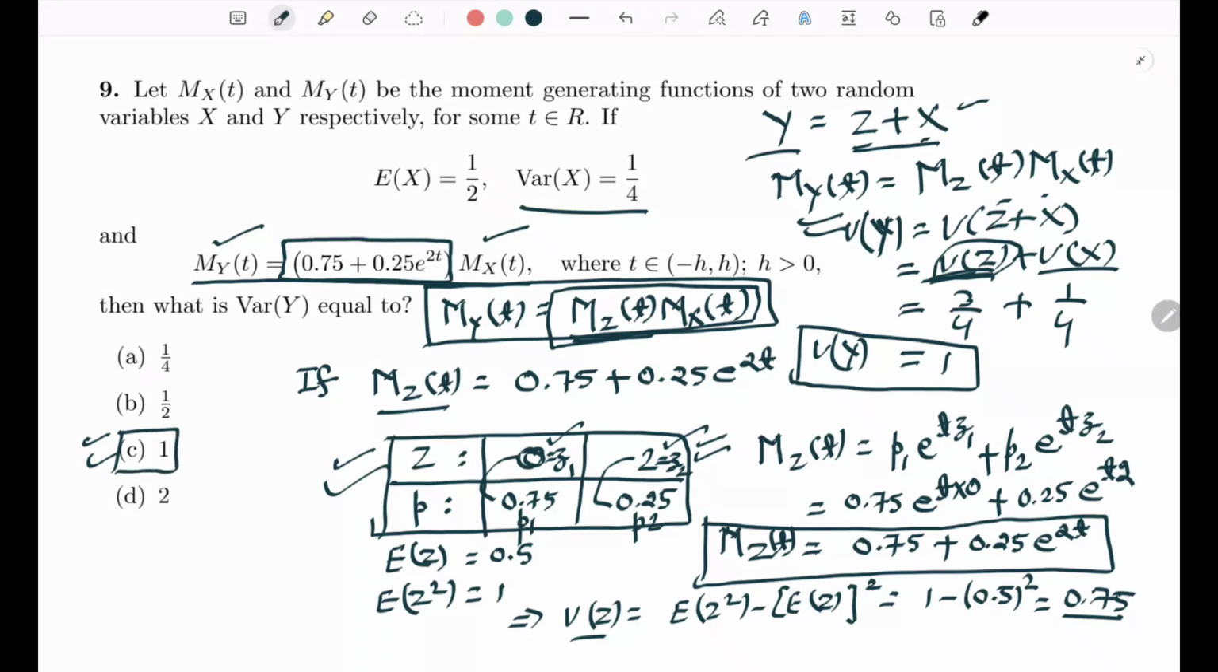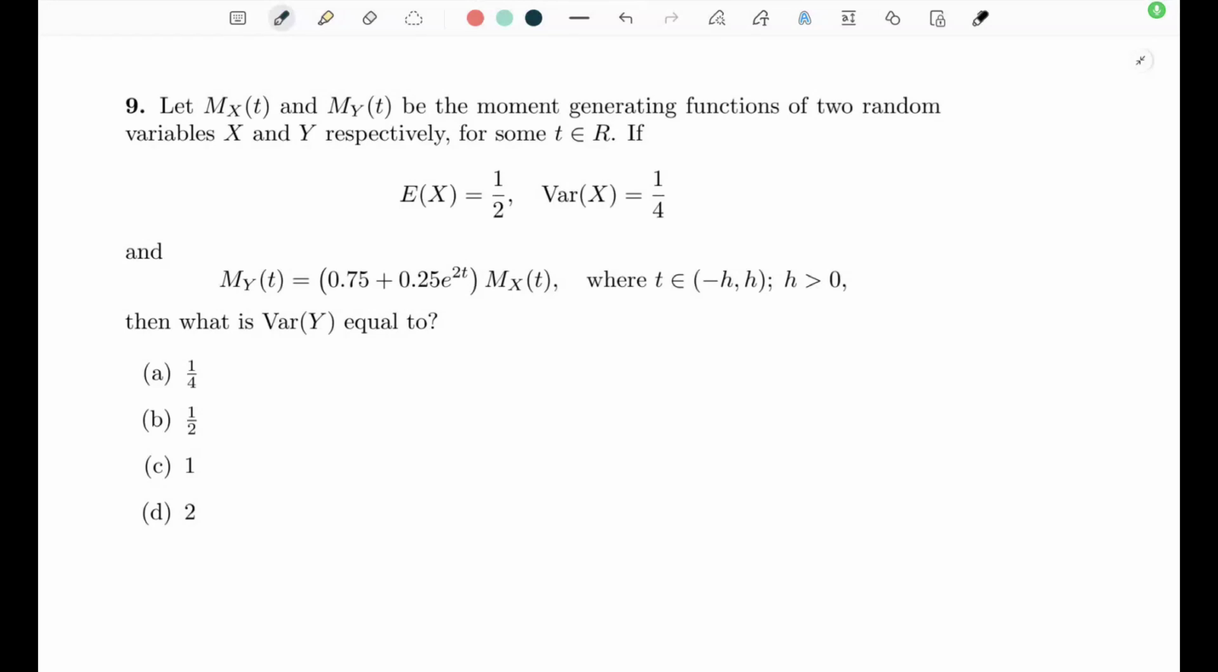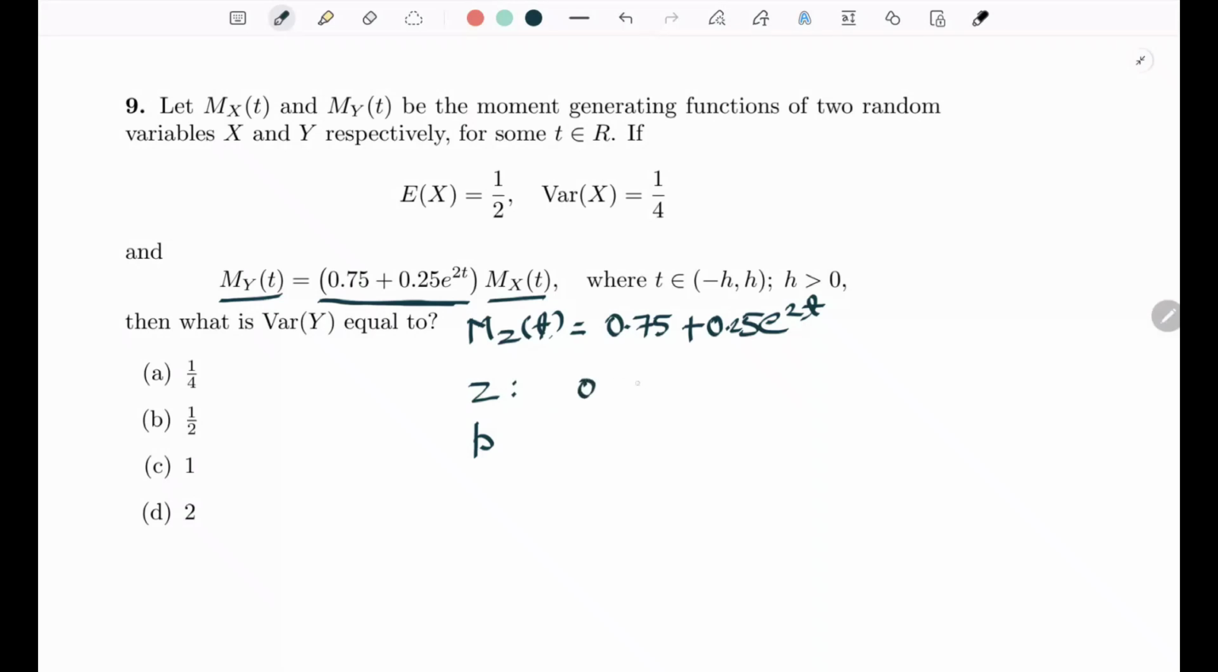Now let us revise the question again. The MGF of Y is given as the product of two MGFs, where this expression is the MGF of Z. By seeing the MGF of Z, we can say that the probability distribution of Z is values 0, 2 with probabilities 0.75, 0.25. This is a valid probability distribution.